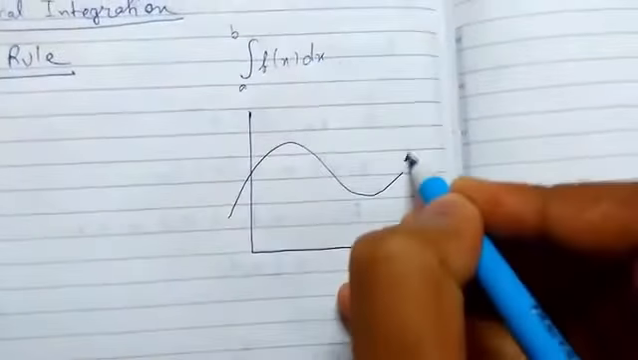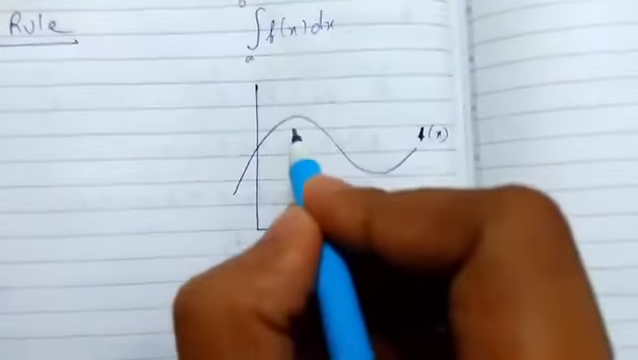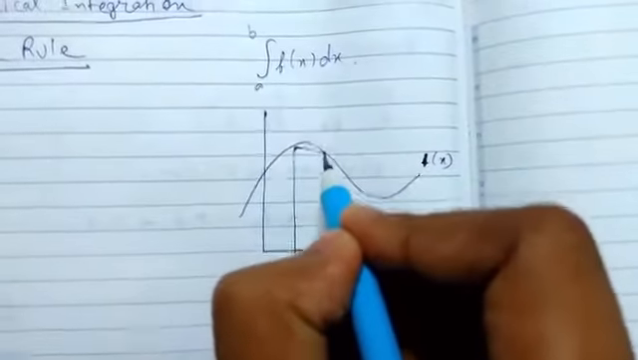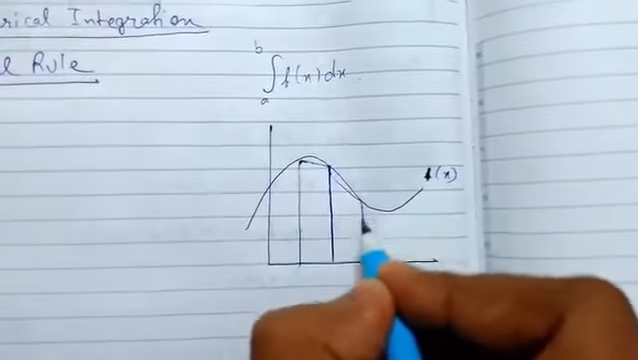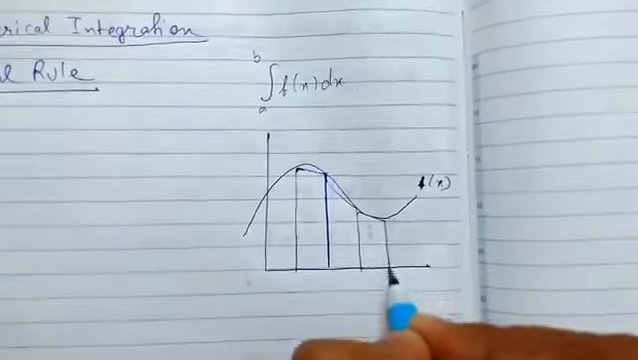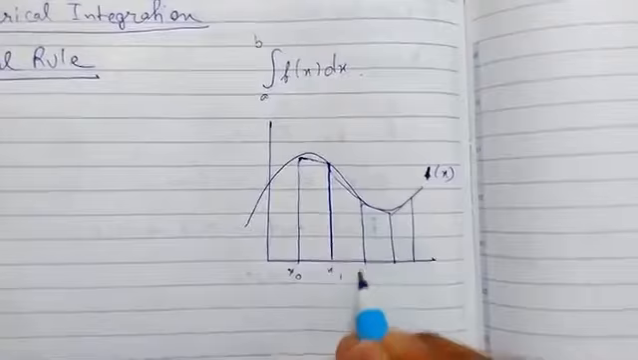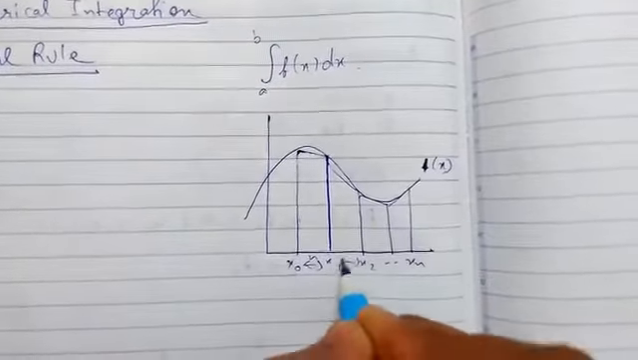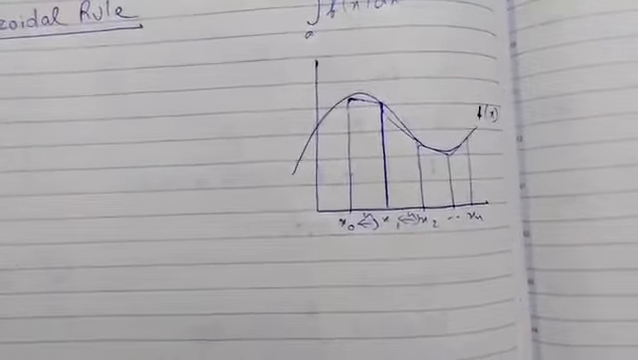Suppose we have a function f of x. The way this works, we'll be drawing trapeziums, something like this. Suppose this is x0, this is x1, this is x2 and so on up to xn, and all these intervals are h. So these are divided into such trapezia. This is how it works.